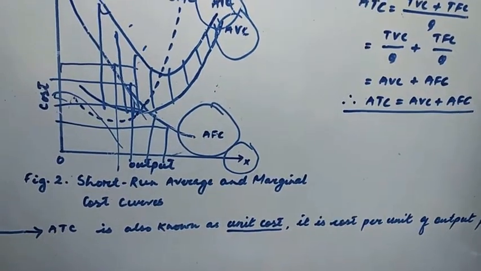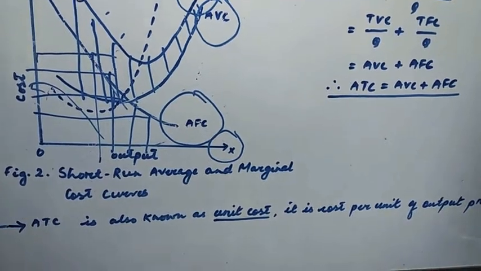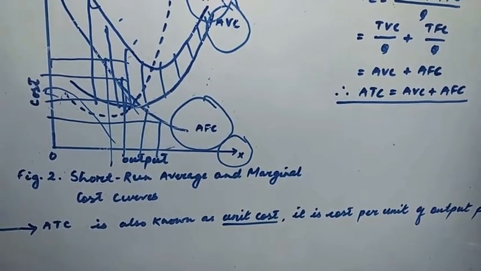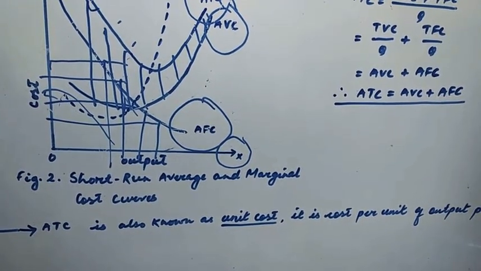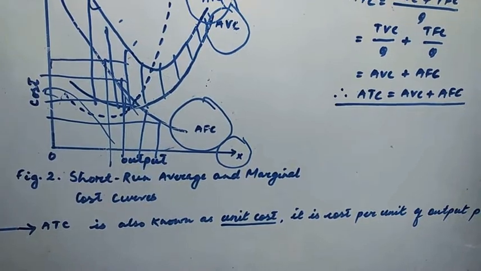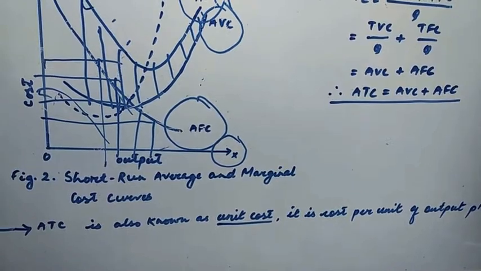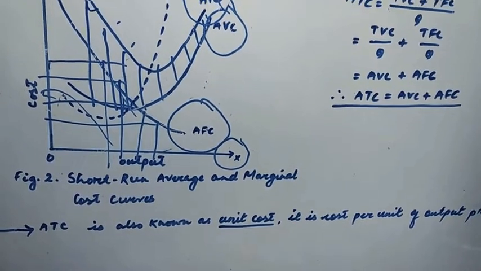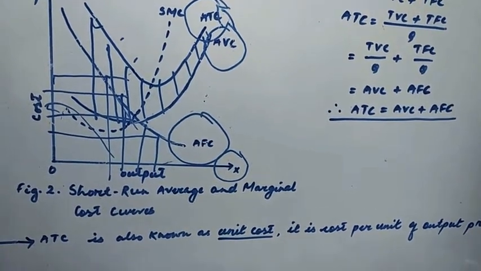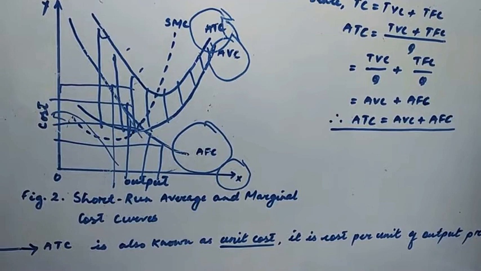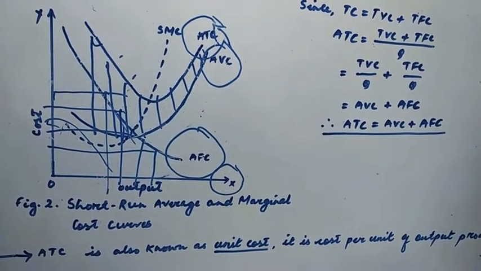So when there is an increase in output and we have increased the level of output, there is a sharp rise in AVC, which more than offsets the fall in AFC. Therefore, the ATC curve rises after a point. Thus, the average total cost, like the average variable cost curve, first falls and reaches its minimum value, and after that it begins to rise again.